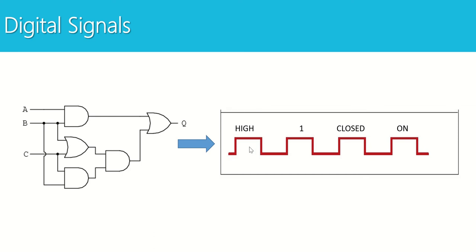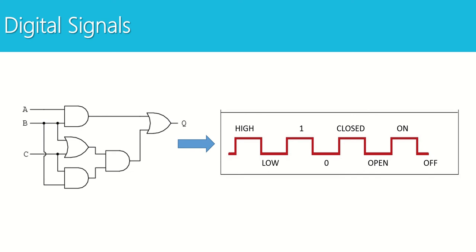So when we look at the output of a digital circuit, we might have something like a square wave. As the inputs change, the outputs will change. And those outputs will only ever be high, 1, closed, on. So all of these are interchangeable terms to describe one state. The second possible state is that the output could be low, 0, open, or off. So all of these words on the bottom correspond to the same idea of 0 volts. All of these words on the top correspond to the same idea of 5 volts.